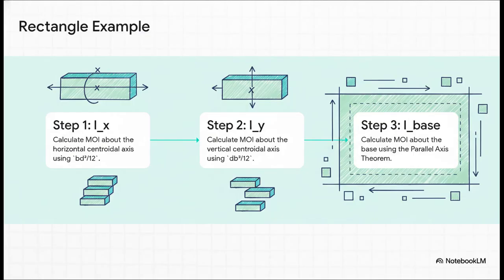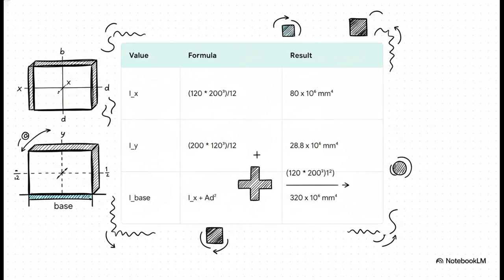Picture a standard rectangular beam cross-section. We're going to use some assumed dimensions here, just for this example, okay? Let's say the width B is 120 millimeters, and the depth D is 200 millimeters. We're going to calculate three different things: the MOI about the horizontal x-axis, then the vertical y-axis, and finally about the very bottom edge of the rectangle, its base. Okay, let's walk through these calculated results.